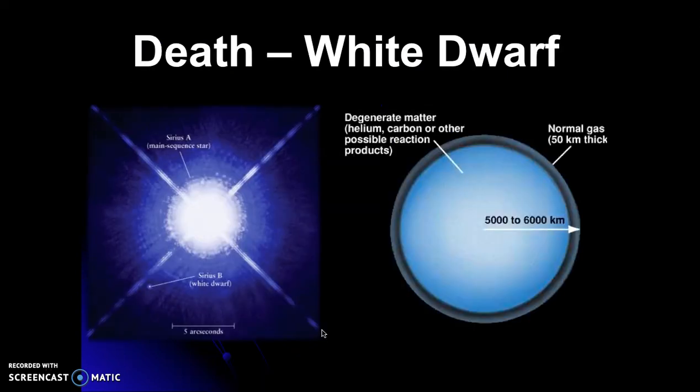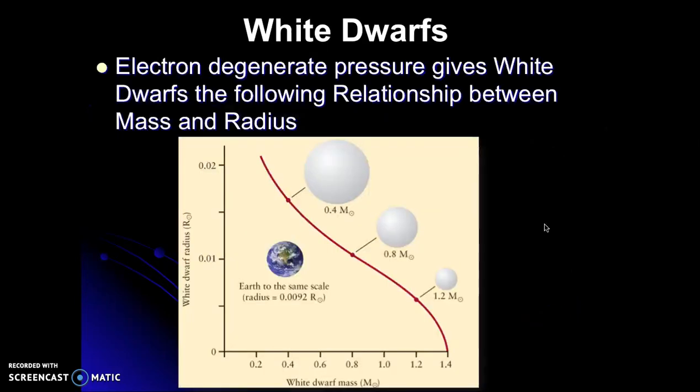So this is what a white dwarf looks like. Sirius, the bright star in our night sky, has a companion star called Sirius B, and that Sirius B is a white dwarf star. These stars are super tiny. They're only about the size of the Earth, 5,000 to 6,000 kilometers in size. And they're mainly held up, like I said, by electron degeneracy pressure.